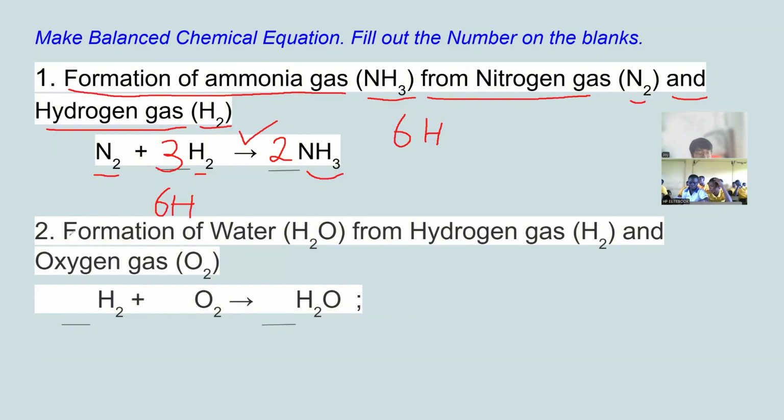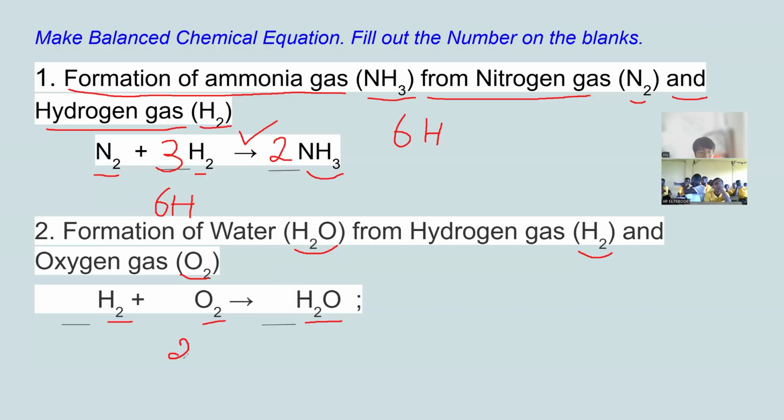And finally, let's look at one more example. I know this can be tiring, a little confusing, but I hope you guys can make sense out of this. So, formation of water, H2O, from hydrogen gas, which is H2, and oxygen gas, which is O2. So H2 plus O2 equals H2O. Well, this equation is not balanced, so we need to balance it.